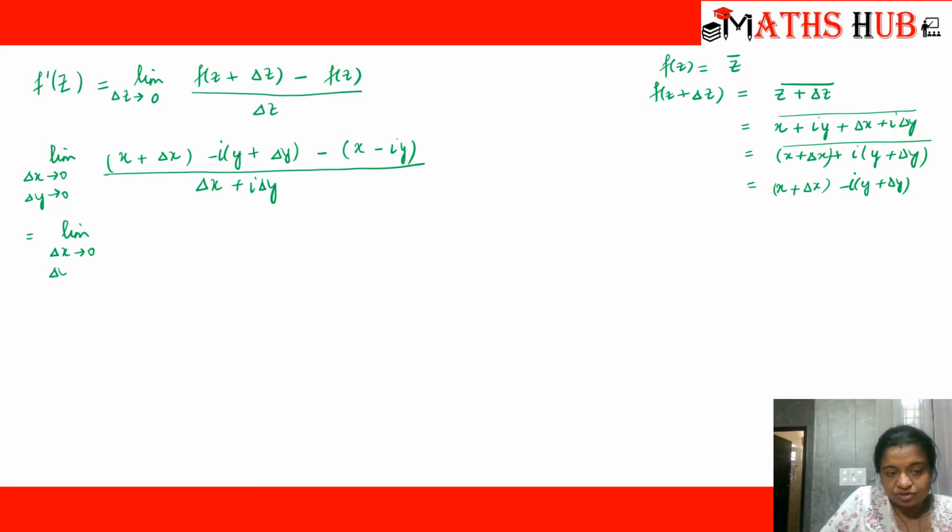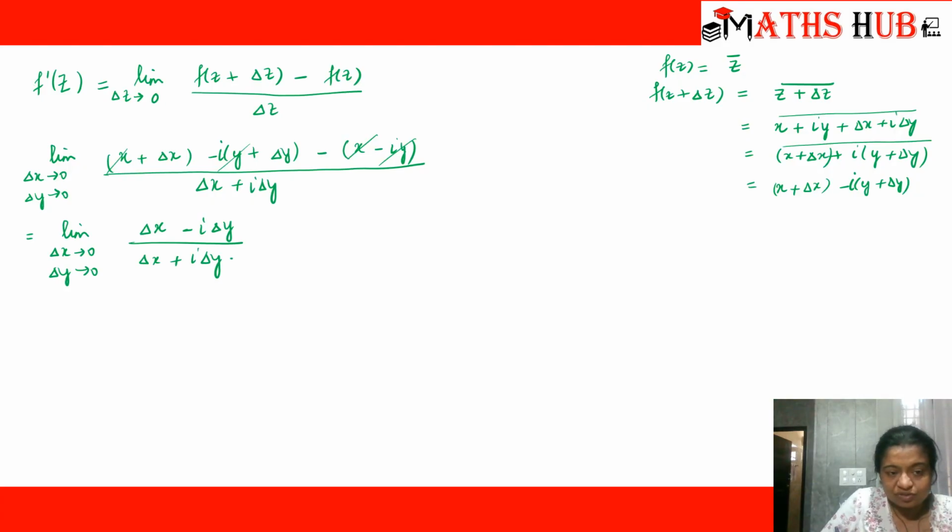Delta x approaches 0, delta y approaches 0. So I can see that x will get cancelled, isn't it? And y will get cancelled. So what is left? Delta x minus iota delta y divided by delta x plus iota delta y.